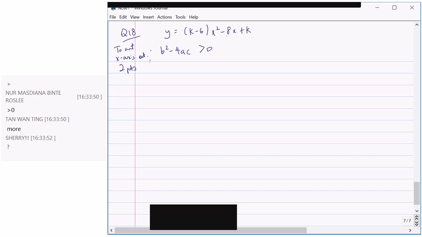So your b is negative 8. My a is k minus 6. My c is just a constant k. So this is to be bigger than 0.